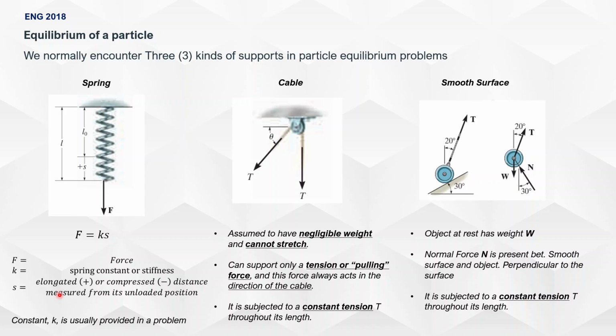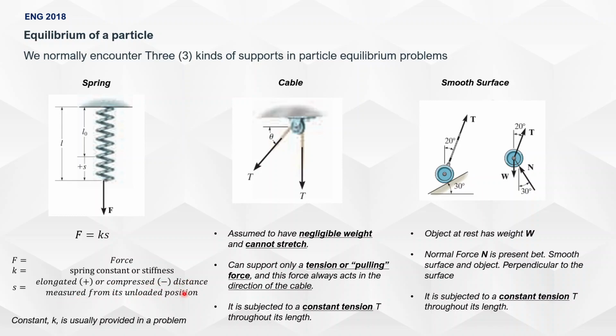And we use springs in mechanical engineering or in general engineering designs to eliminate vibration, to cushion, and to act as support as well. So the parts of the formula are as follows. F is equal to Ks, or KISS, basically. So when you think about spring, you just think, okay, I know the force here. It's just a KISS. So F is the force. K here is the spring constant or stiffness. And S will be the elongation, plus if it's a positive one, it's elongated. If it's compressed, it's negative. It is the distance measured from its unloaded position.